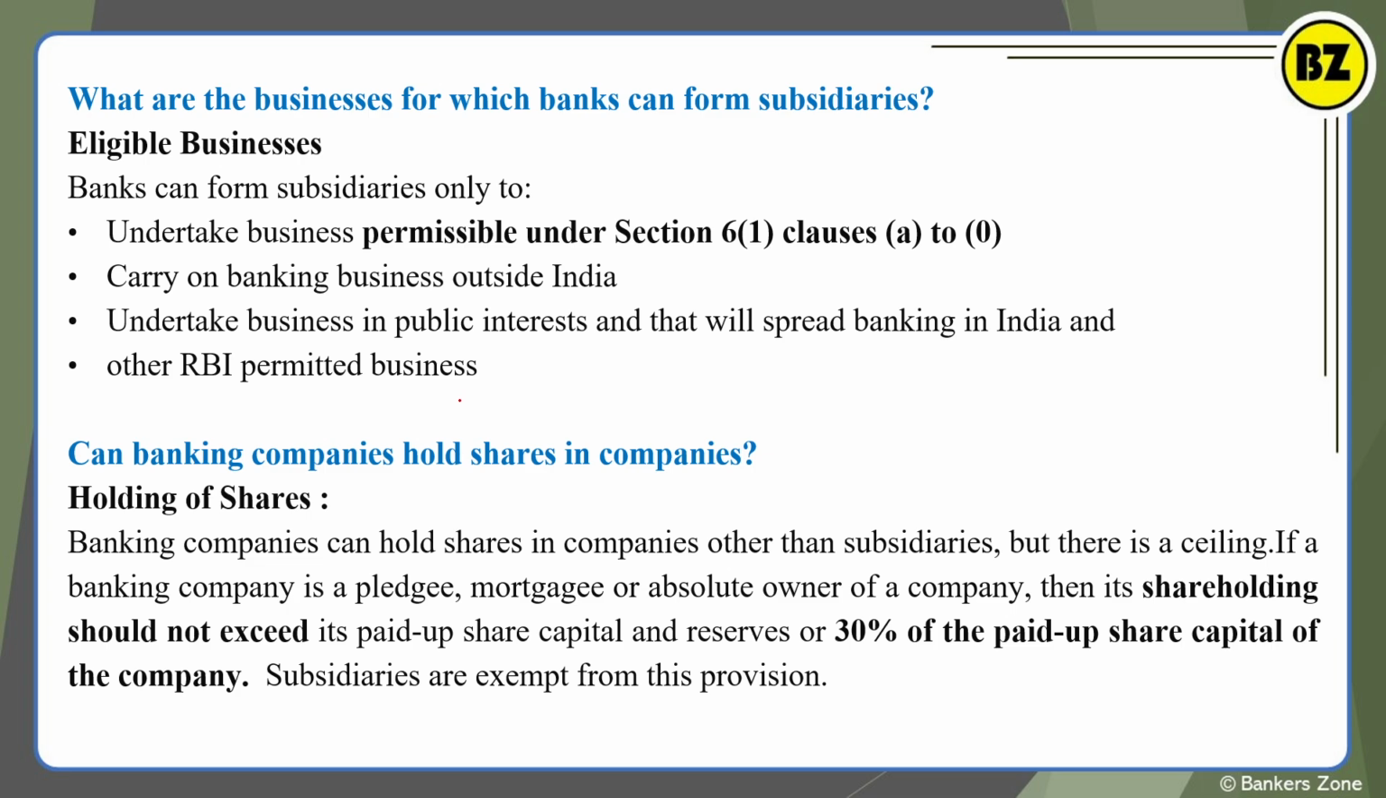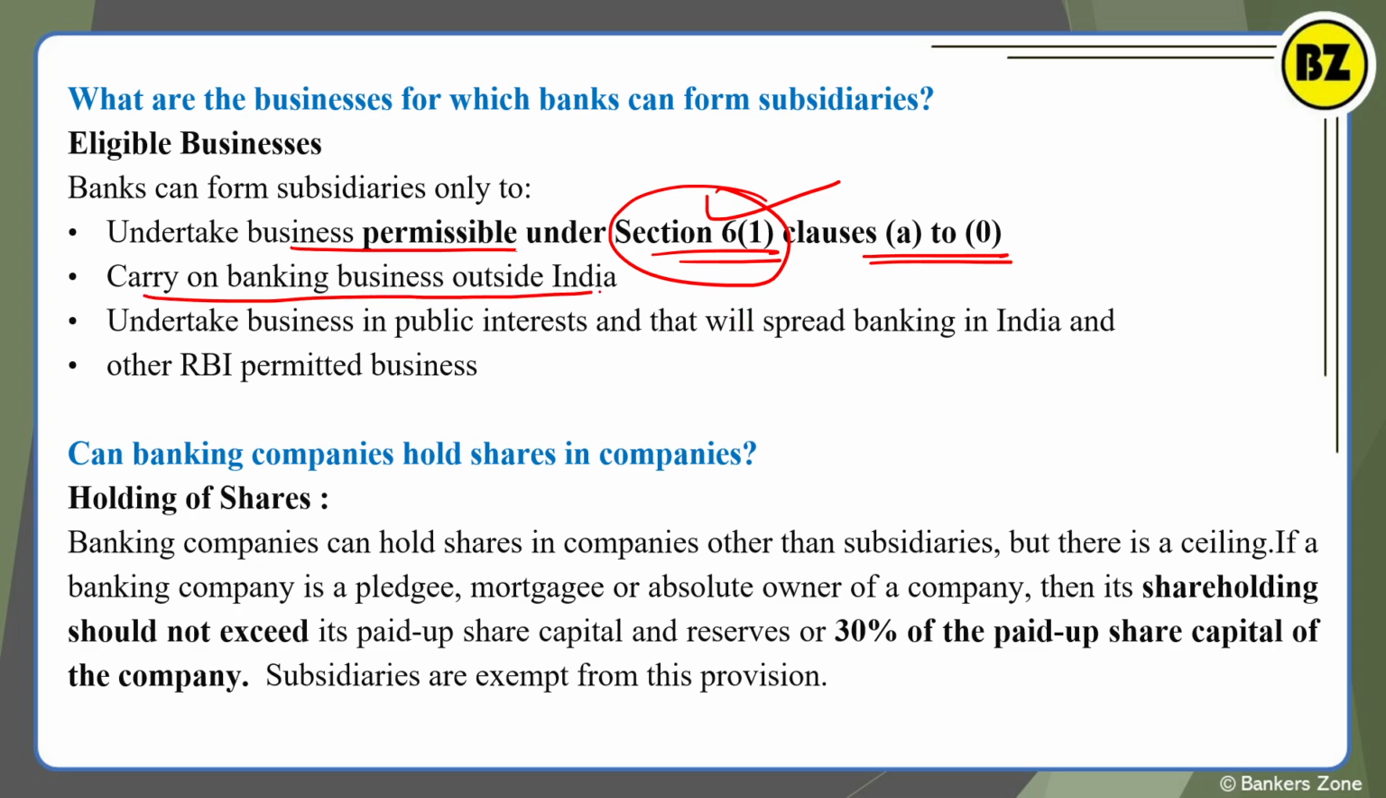Now, what are the businesses for which the bank can form a subsidiary? How can the bank do the subsidiary? So obviously, what are the businesses which are permissible? Simply, a bank can form a subsidiary only to undertake the business permissible in section 6(1) of the Banking Regulation Act, from clause A to clause O. Section 6(1) gives the list of permissible businesses for subsidiaries.